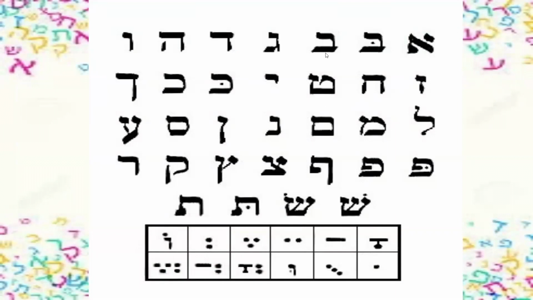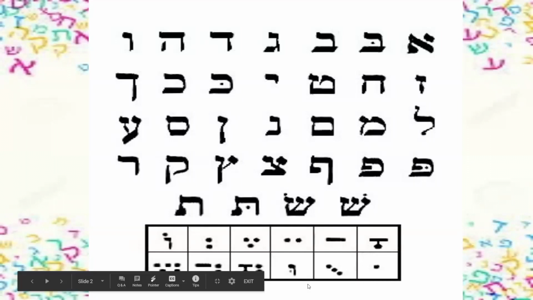Aleph, Beit, Veit, Gimel, Dalet, He, Vav, Zayin, Chet, Tet, Yod, Kaf, Kaf Sofit, Lamed, Mem, Mem Sofit, Nun, Nun Sofit, Samek, Ayin, Pe, Fe, Fe Sofit, Zadeh, Zadeh Sofit, Kuf, Resh, Shin, Sin, Tav.